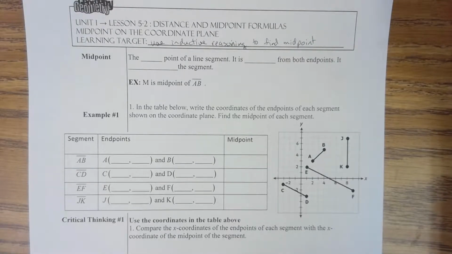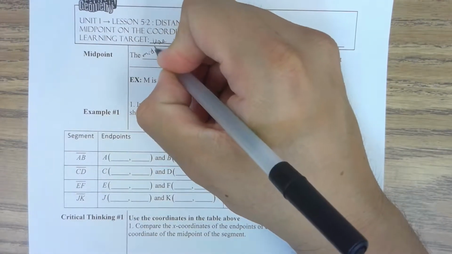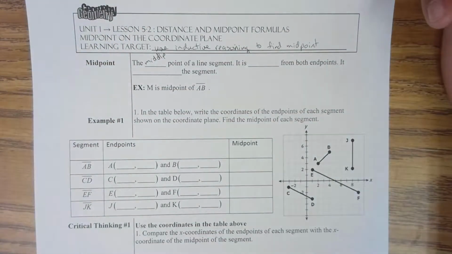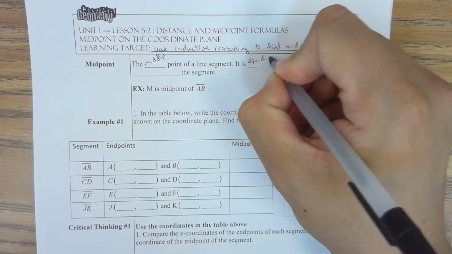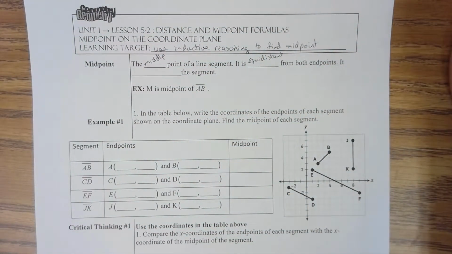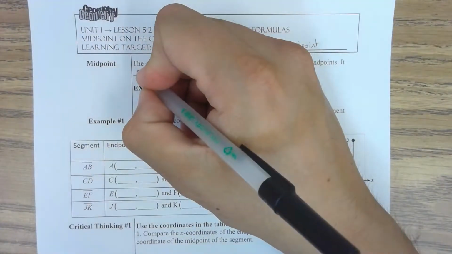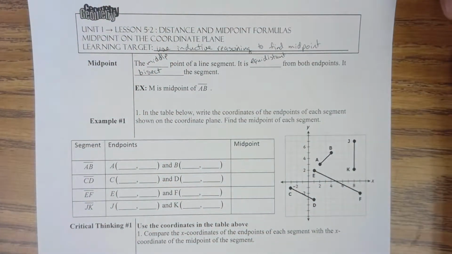Okay. So midpoint is just the middle point of a line segment, and it is equal distance from both endpoints, so it's split right in the middle. And at the same time, it actually bisects the segment.